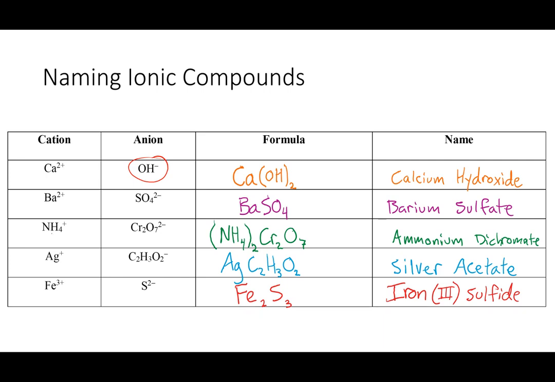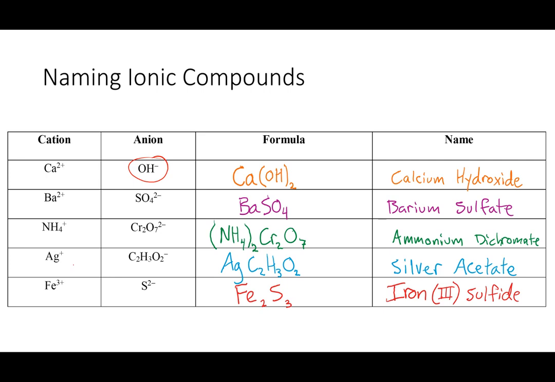The next one we have is NH4 plus, which is ammonium, and Cr2O7 2 minus, which is dichromate. Okay, again, you don't need to memorize the names of these. You'll get to know them pretty well. NH4 has a +1 charge, so you need 2 of those to balance with the 2 minus charge from the anion. So it would be (NH4)2Cr2O7, and that is called ammonium dichromate. Again, you just name the two as they're listed.